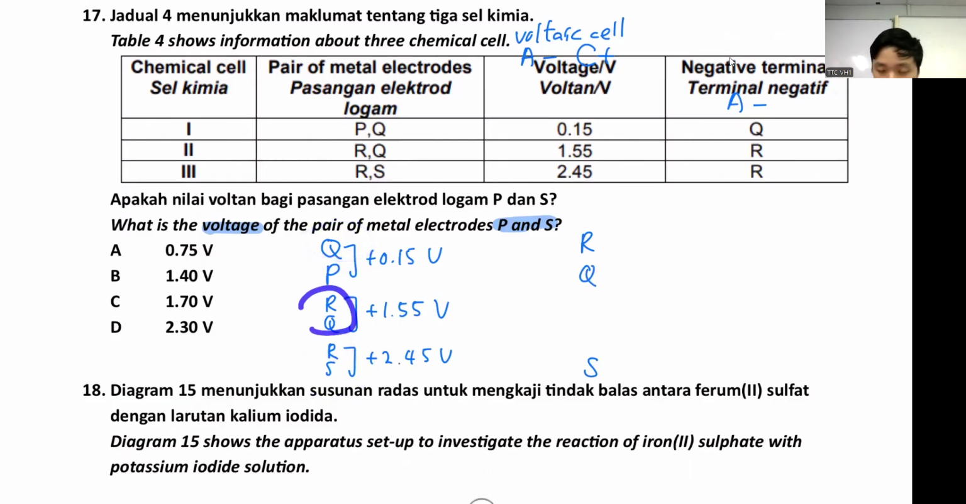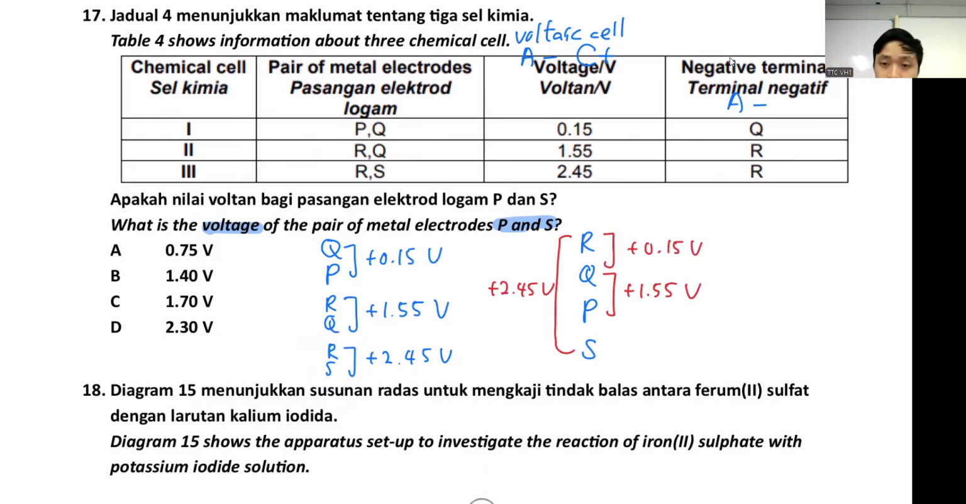Yes, Q is below R, and then P is below Q. But S is the least one at the bottom. So in the calculation, RS is positive 2.45 volt, QP is positive 1.55, and RQ is positive 0.15.